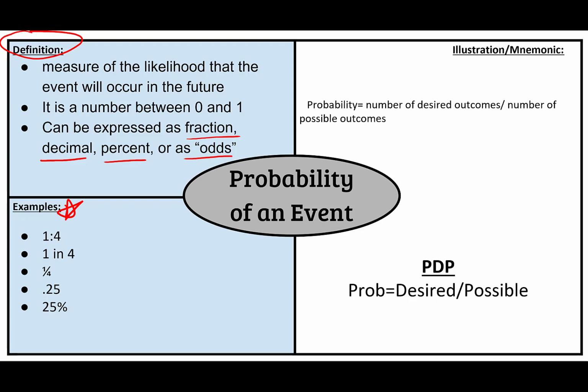The first one is kind of a ratio. The probability of an event happening is 1 to 4. Odds are also reflected using the term in. So we have, this event might happen 1 in 4 times. Down here we have a fraction, 1 over 4. So that's another way that we can express probability of an event. 0.25, there's our decimal. And last but not least, I converted that decimal to a percent, 25%.